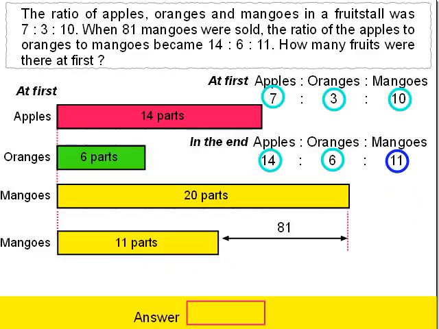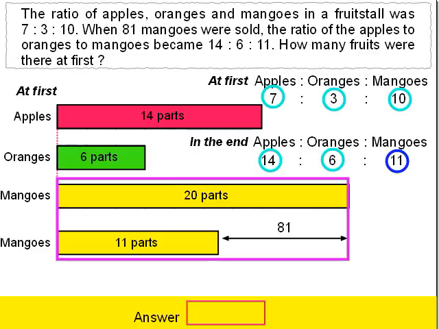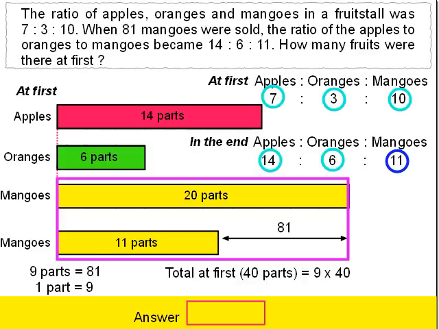So from this part of the model, straight away we know that 9 parts is equivalent to 81, therefore 1 part is 9. The question asks how many fruits were there at first. So we look at the model at first, total 40 parts. So we take 9 times 40, that gives us 360. So the answer is there were 360 fruits altogether at first.